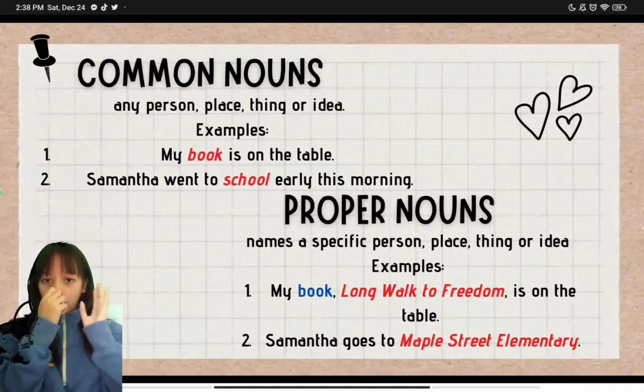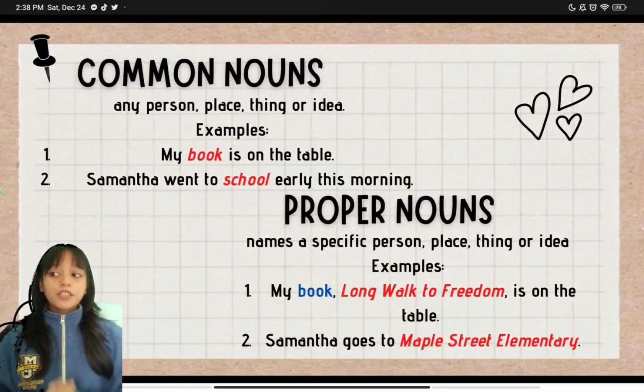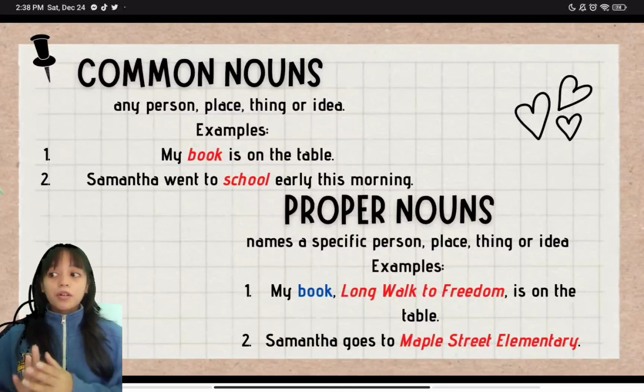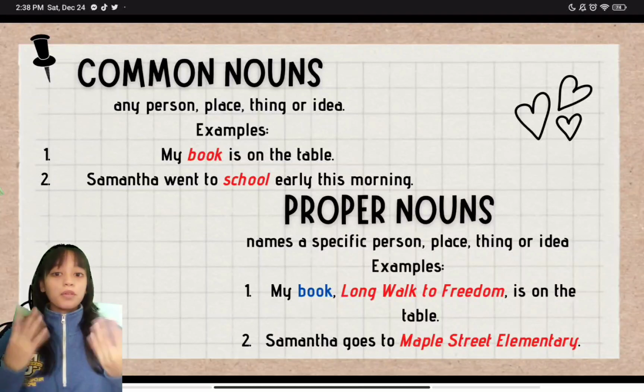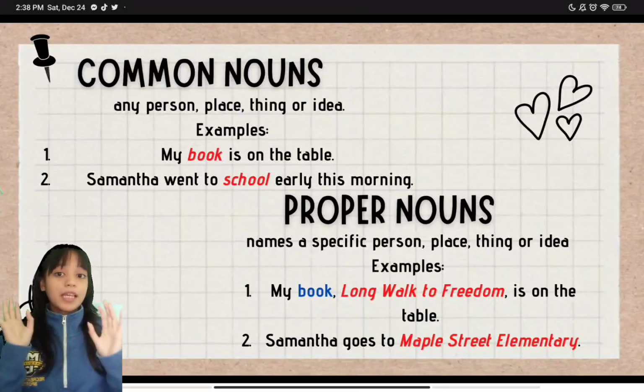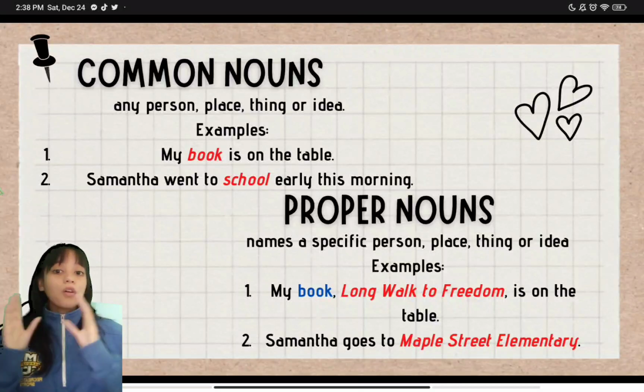Specific. Another example for that is: my book, Long Walk to Freedom, is on the table. Now in here, the book becomes specified. The book is not generalized. The book already has a more proper name, Long Walk to Freedom.